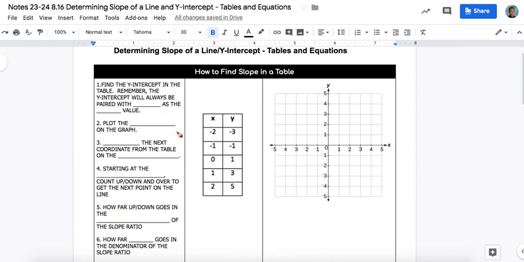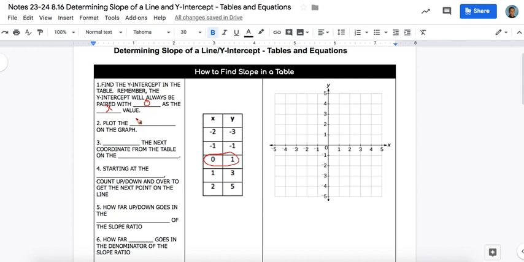So to find the y-intercept in the table, we can look at the table. Remember, the y-intercept will always be paired with 0 as the x value. And for our purposes this year, our tables will always have an x value of 0 so that we can easily locate the y-intercept. Okay, so right here.